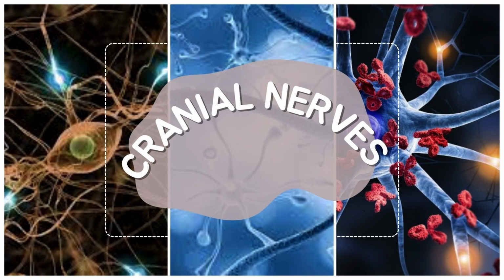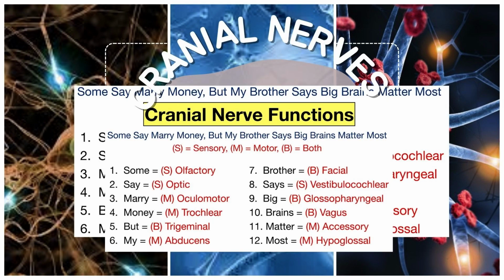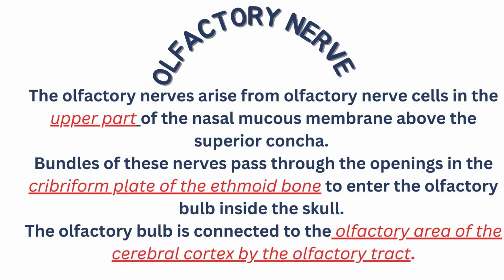So there are 12 cranial nerves, and the mnemonic to remember the functions of the cranial nerves is: Some say marry money, but my brother says big brains matter most. This mnemonic is used to describe the function of the cranial nerve, whether it is sensory, motor, or a mixed nerve. The first cranial nerve is the olfactory nerve.